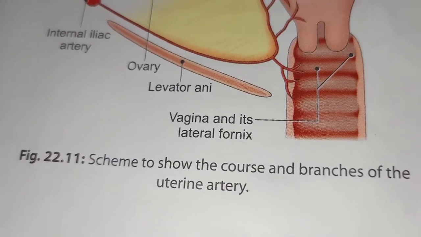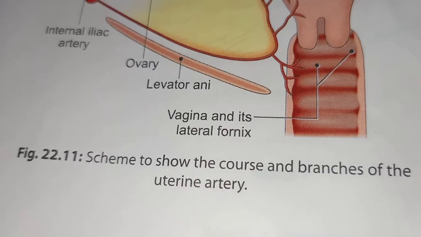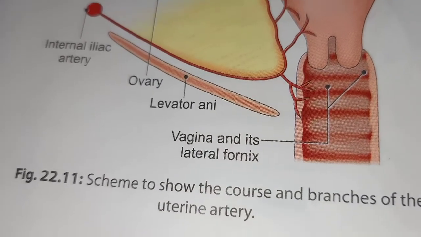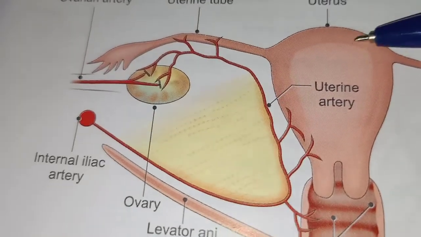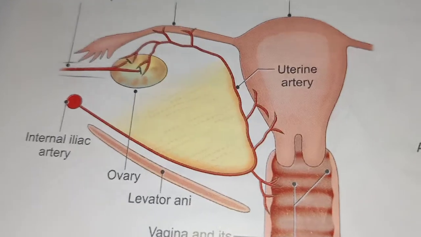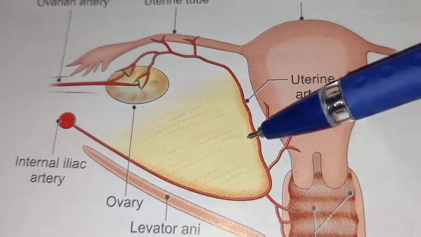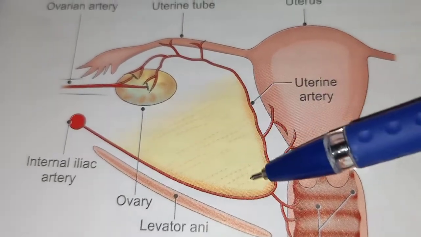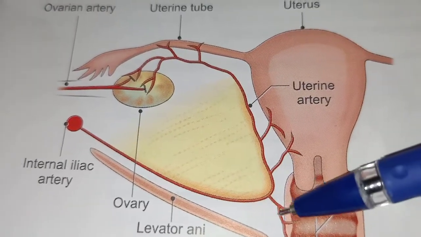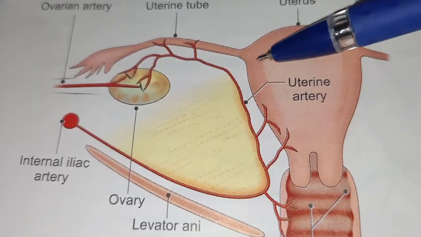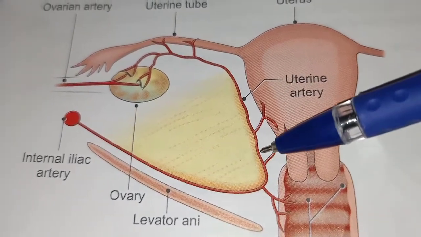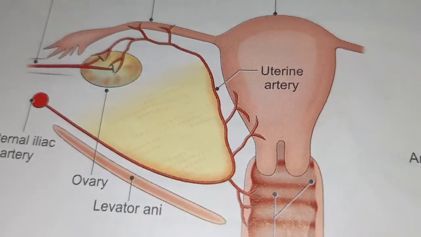Here the artery crosses above the ureter from lateral to medial side and then passes upward alongside the side of the uterus. So this artery is here, it is crossed by the ureters, and it will go above and run along the side of the uterus. You can see it is running along the side of the uterus. This is the uterine artery, this is the uterus.